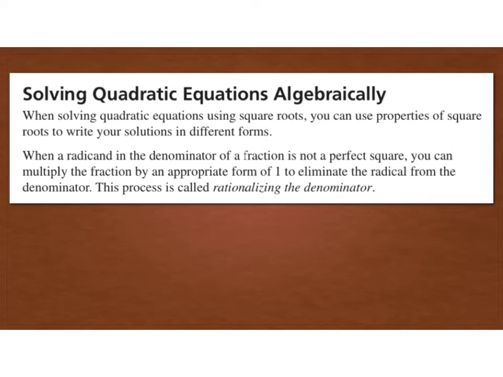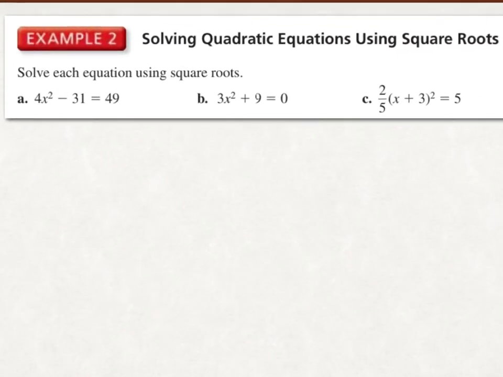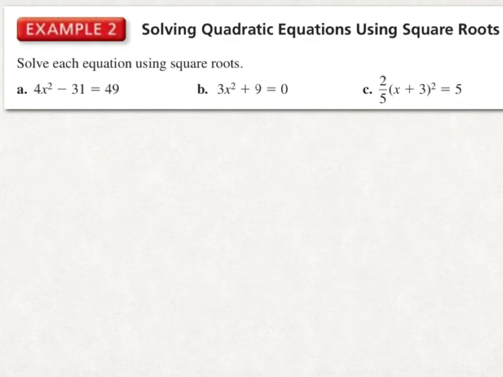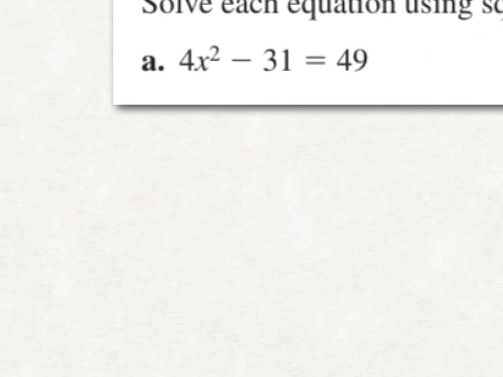All right, next we're going to look at solving quadratic equations algebraically, which is pretty much what we just did. So first type of equations that we have are going to be ones that we have to use the square root with. If we look at all three of these, they all have x squared, but not an x term. So how do we solve for part A? How would we solve this? What do we need to do?